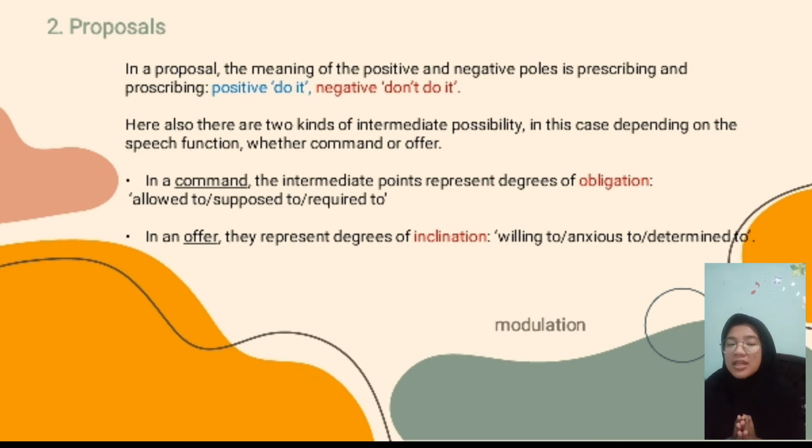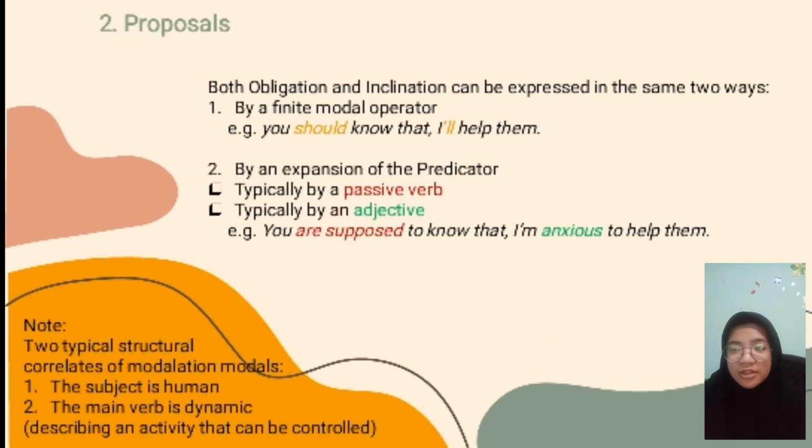That's why we call them modulation. Okay, we go on to the next slide. Both obligation and inclination can be expressed in two ways. First, by a finite modal operator, such as should or will. We can see the example in the slides.